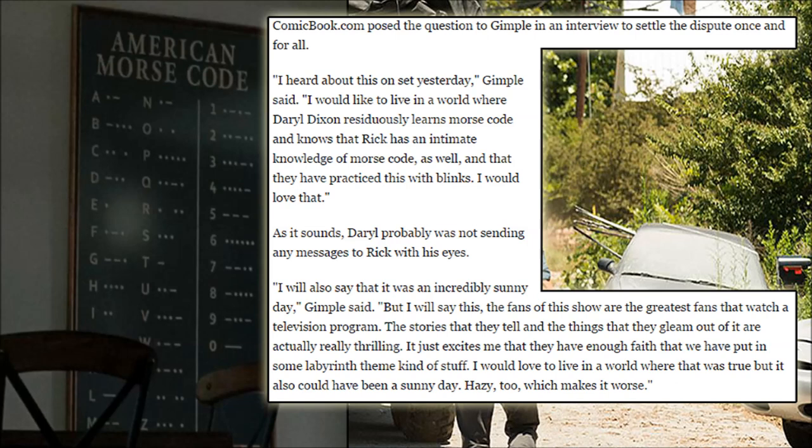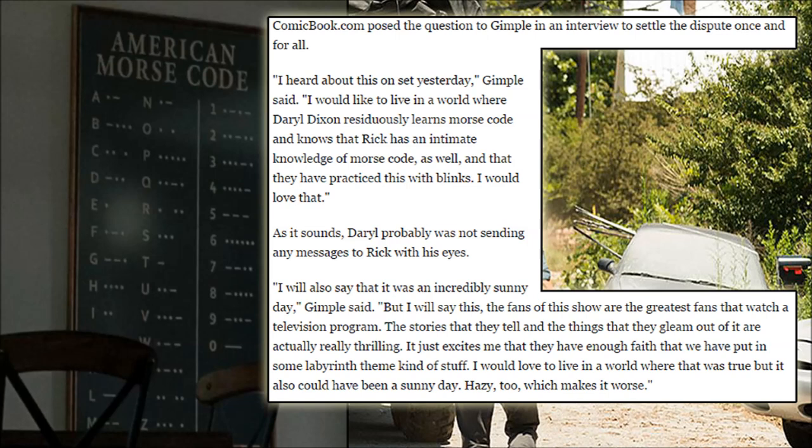"But I will say this, the fans of this show are the greatest fans that watch a television program. The stories that they tell and the things that they glean out of it are actually really thrilling. It just excites me that they have enough faith that we put in some labyrinth theme kind of stuff. I would love to live in a world where that was true, but it also could have been a sunny day. Hazy too, which makes it worse."